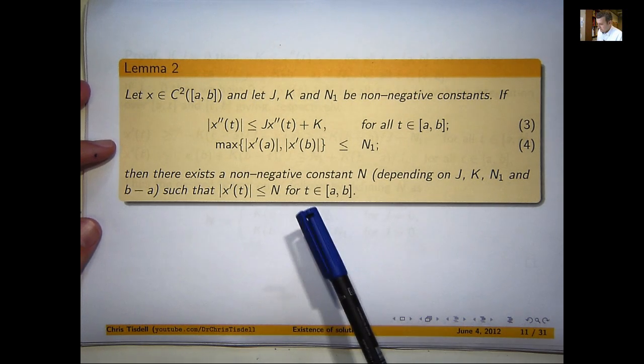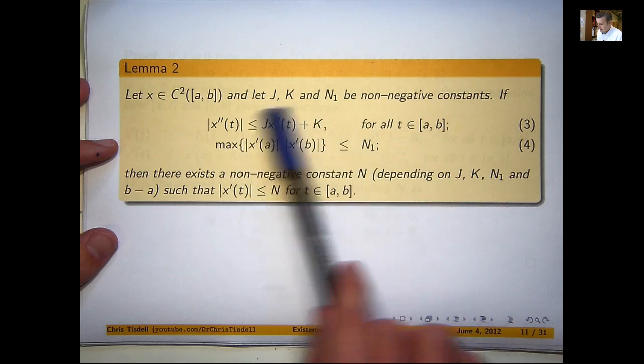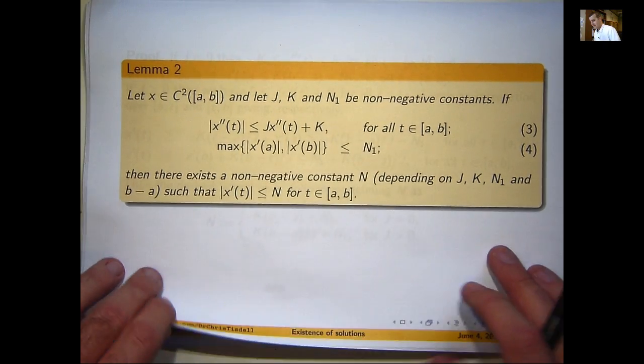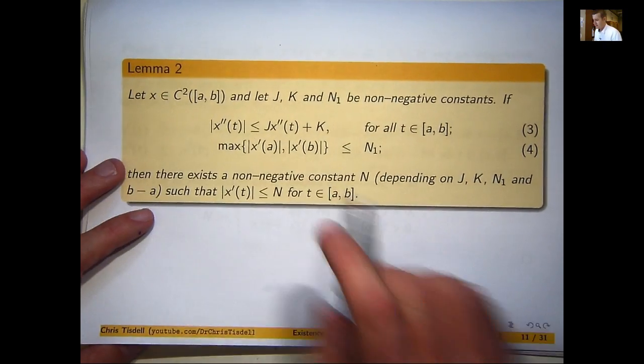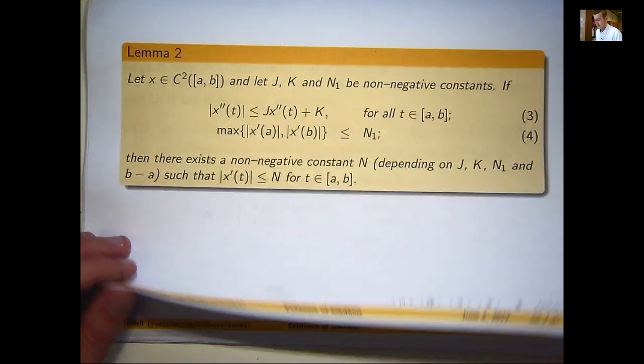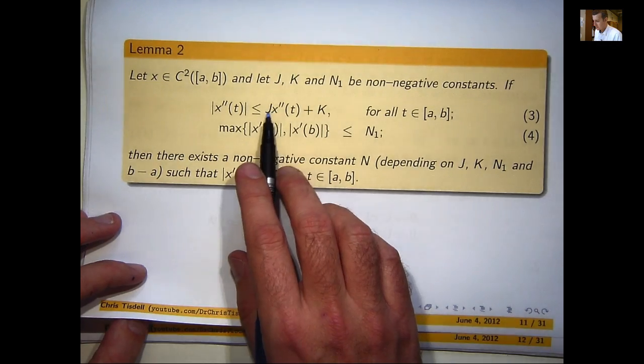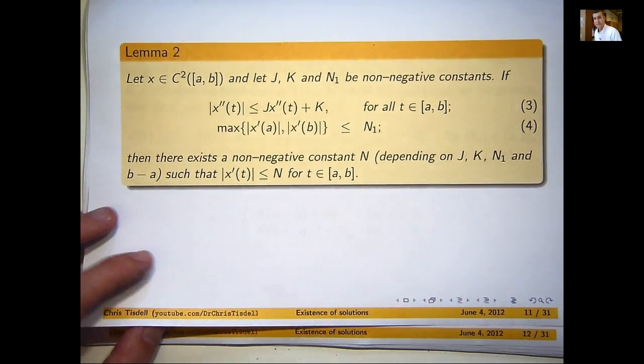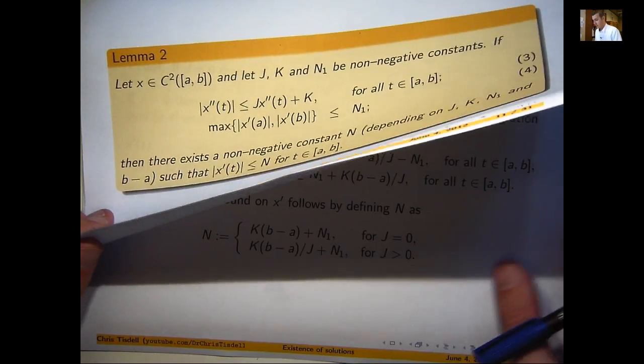Okay, so let's see if we can prove this. The case when j equals 0 is very easy. That's what I call the trivial case. The case where j is positive is the most interesting case. So let's see if we can go through and prove that.